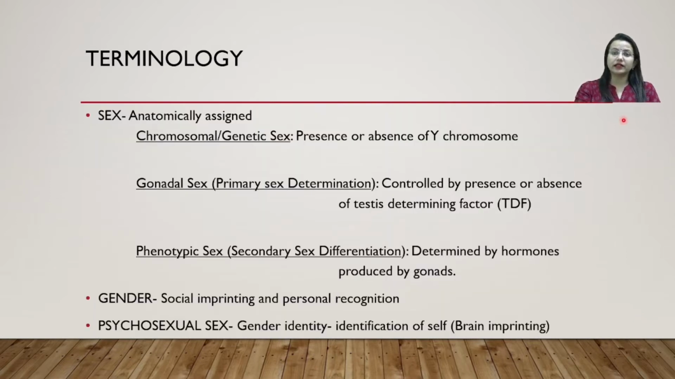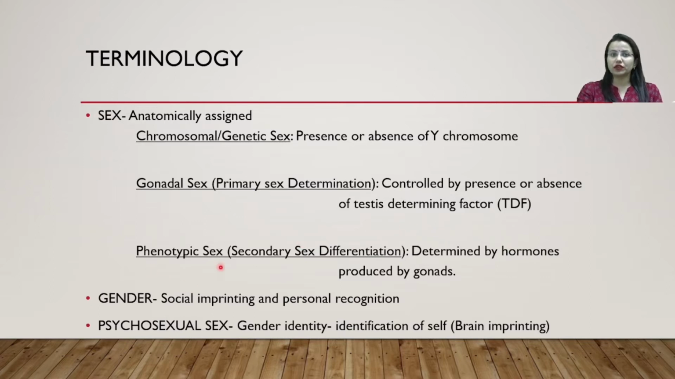So there are certain terminologies which should be taken into account when we are discussing the case of DSD. Then there is a term called sex, which is anatomically assigned. It can be genetic sex or chromosomal sex, which is decided on the basis of presence or absence of the Y chromosome, that is, whether it's a boy or a girl, so a male or a female rather. Then there is gonadal sex, which is due to the presence or absence of testis determining factor.